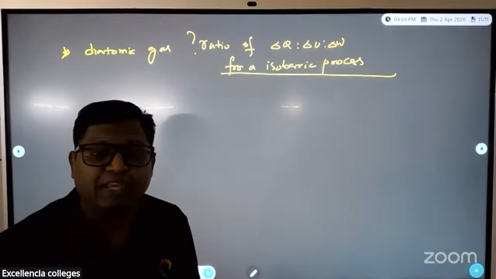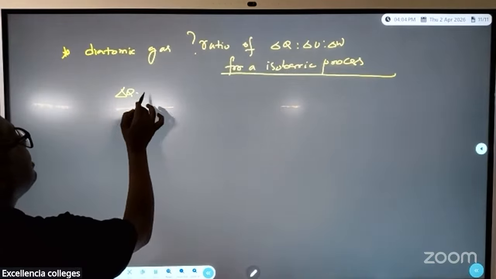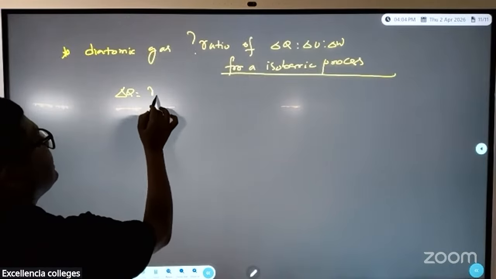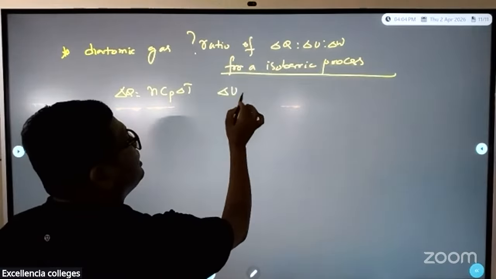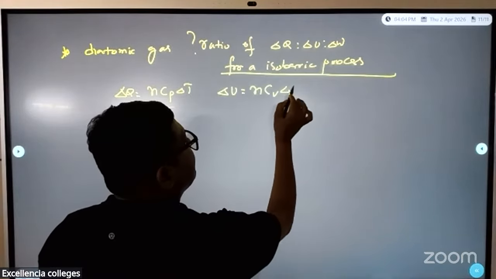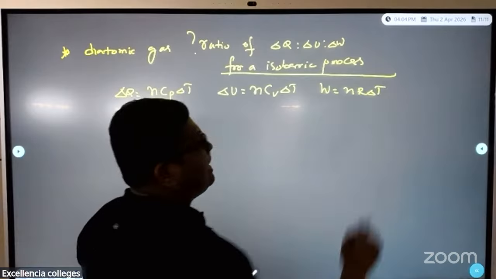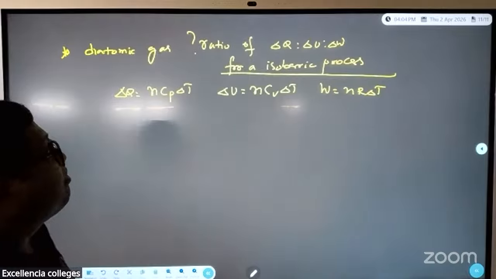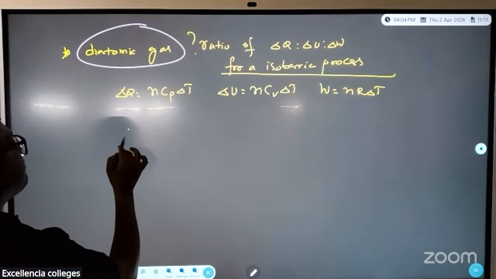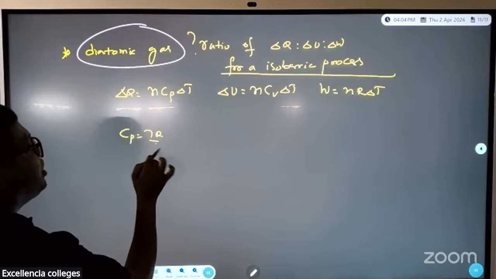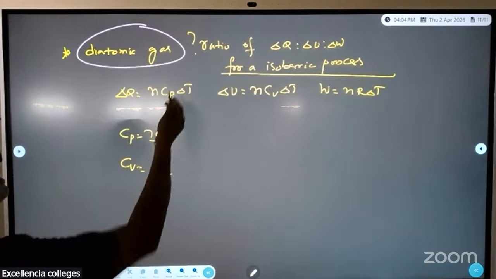We know that in general, suppose the value of Q is to be identified, we write n Cp delta T. The value of delta U, internal energy, is n Cv delta T, and work is n R delta T. We are familiar with this part. Now, you are talking about a diatomic gas. For a diatomic gas, what is the value of Cp? It is 7R by 2. What is the value of Cv? It is 5R by 2. So now we can directly take this.